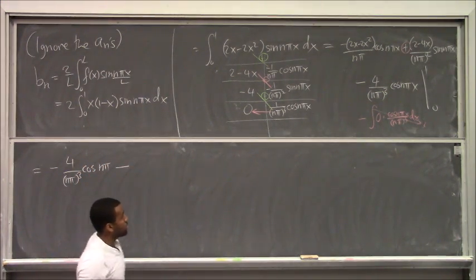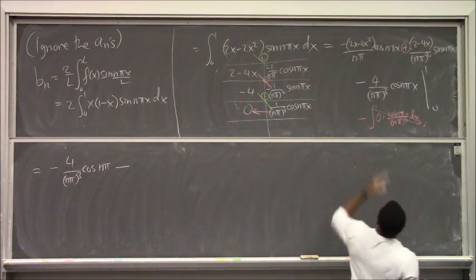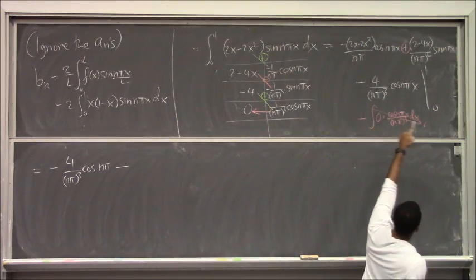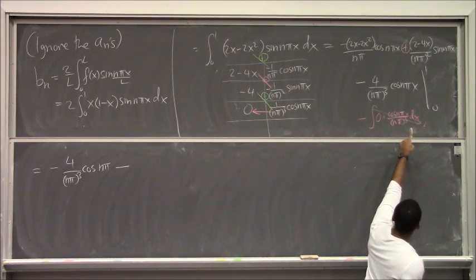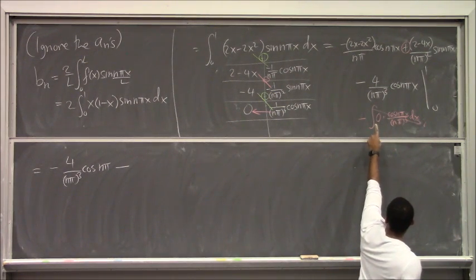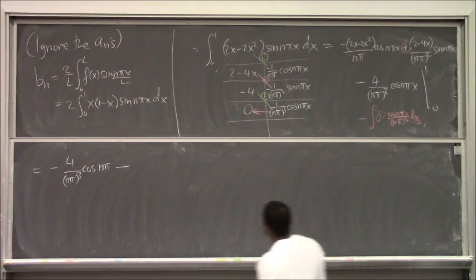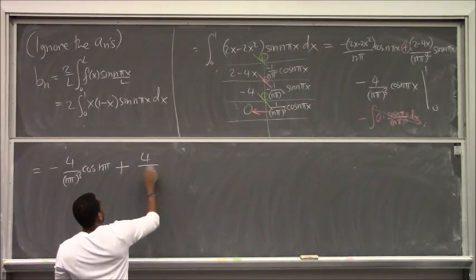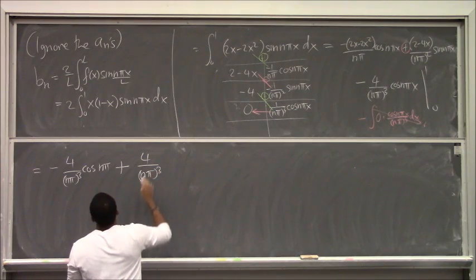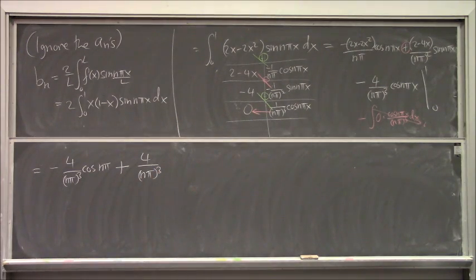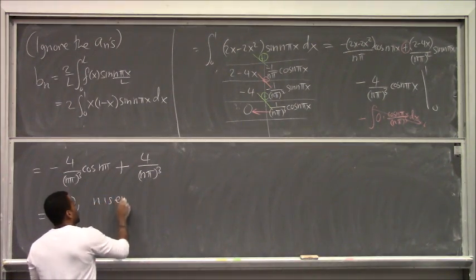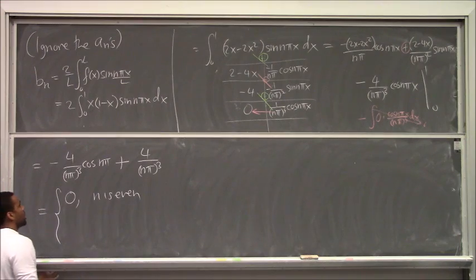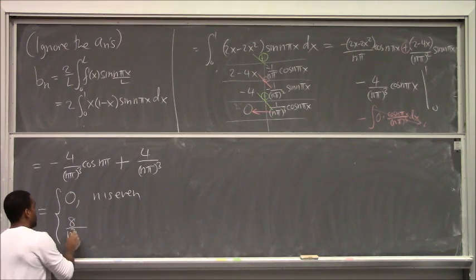Minus, according to the fundamental theorem of calculus, plug in 0. That first term is going to give me 0. That is going to give me a sine of 0, which is again going to be 0. Plug it in here. Cosine of 0 is going to be 1. And I'm subtracting a negative, so this is going to become a positive 4 over n. And again, that you realize will break into even and odd. So when your cosine is even, it's going to give you 0. And when your cosine is odd, it's going to give you 8 over n cubed pi cubed.